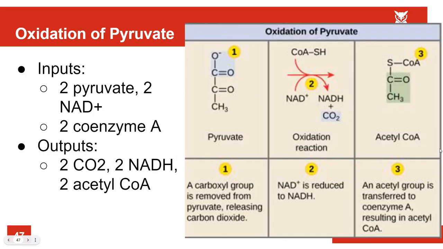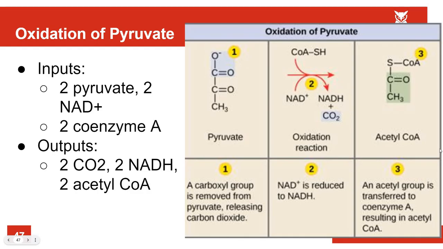So oxidation of pyruvate is prepping pyruvate to go into the citric acid cycle. You input two pyruvates and 2 NAD+. What is this NAD+ going to turn into? NADH. It'll pick up 2 electrons each. And you also add 2 coenzyme As. The outputs are 2 carbon dioxides, 2 NADHs, and 2 acetyl-CoAs.